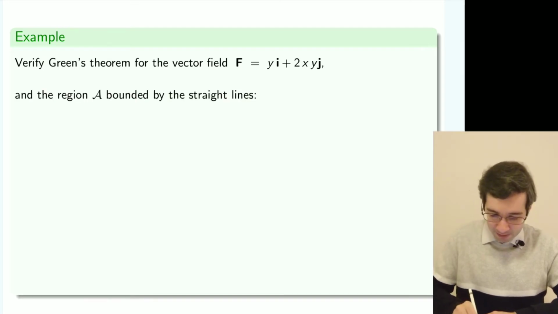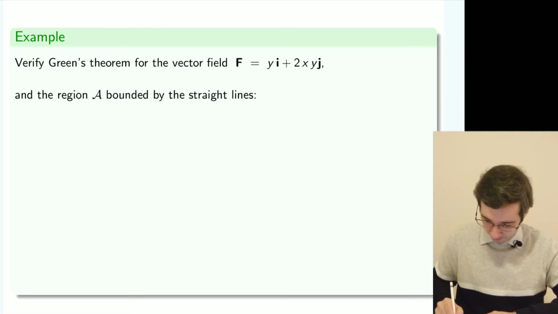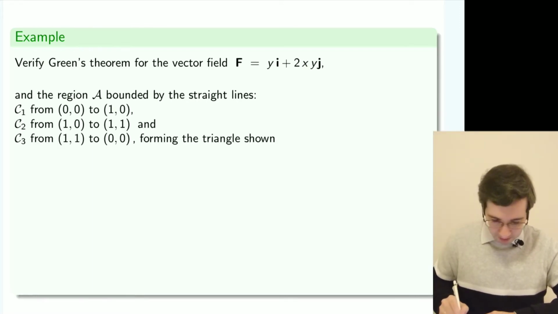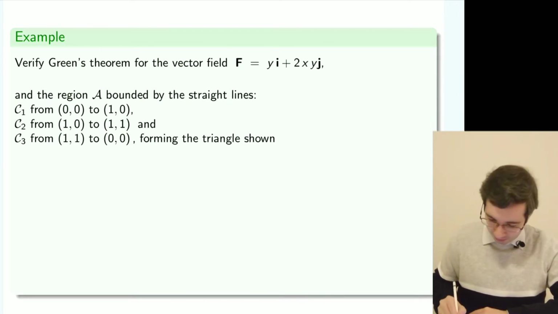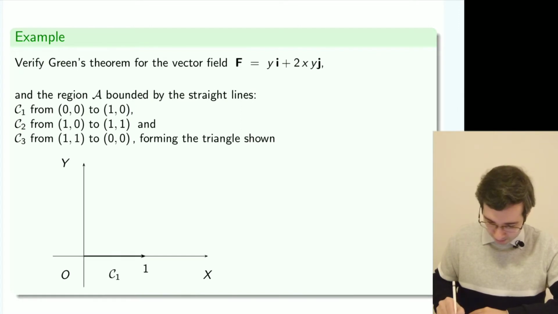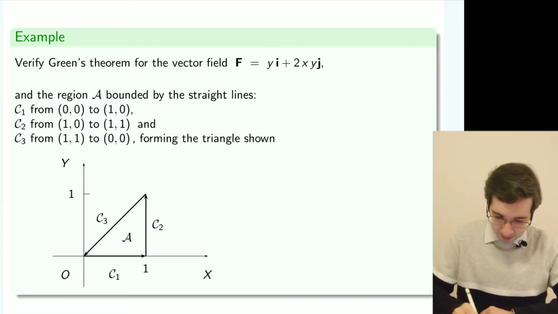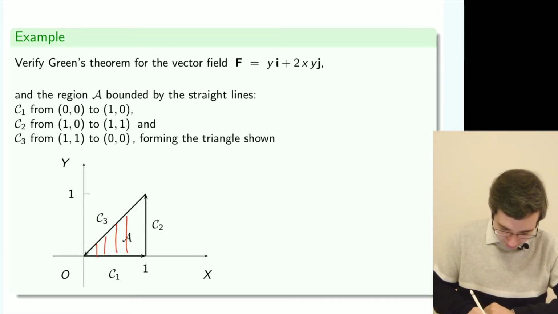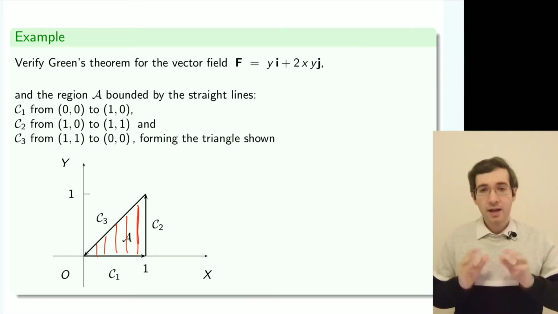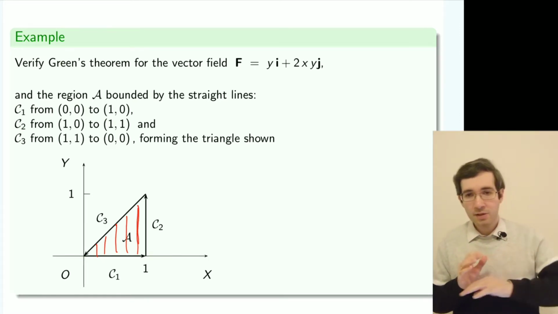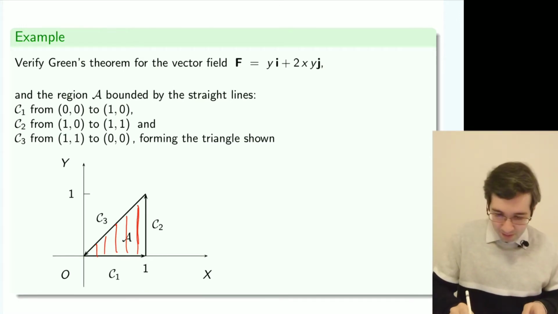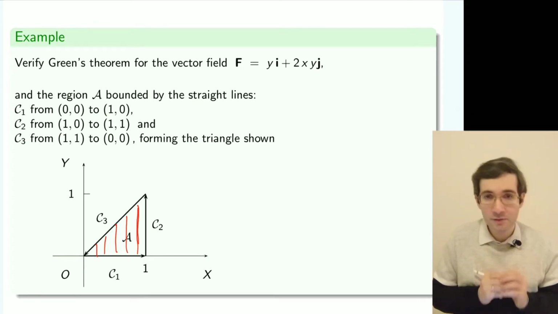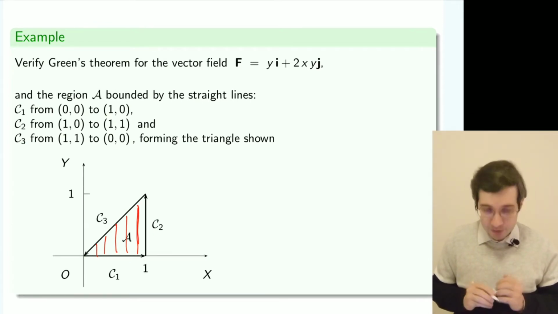Let's say that we're given that vector field, and we're given a region A with the area A bounded by these curves so that it looks like that. So there's a curve 1, curve 2 and curve 3, so we have a triangle, and that is the area. So we want to show that integrating over the area is the same as integrating over the boundary if we do it in the right way. So let's demonstrate that this works.